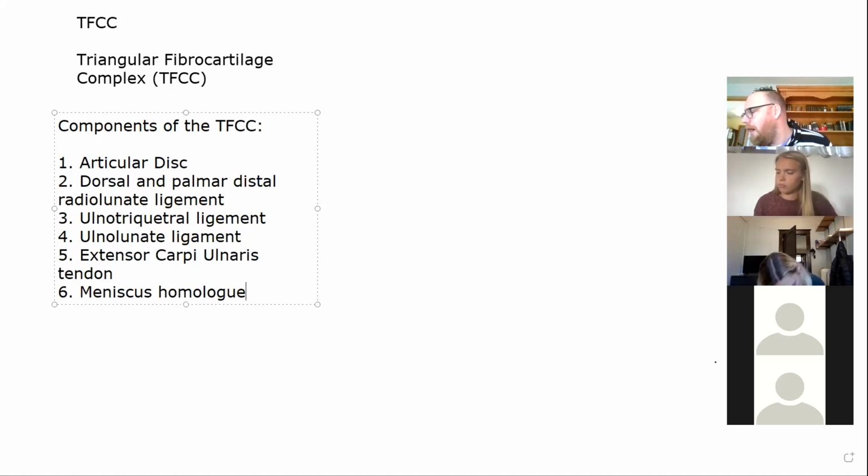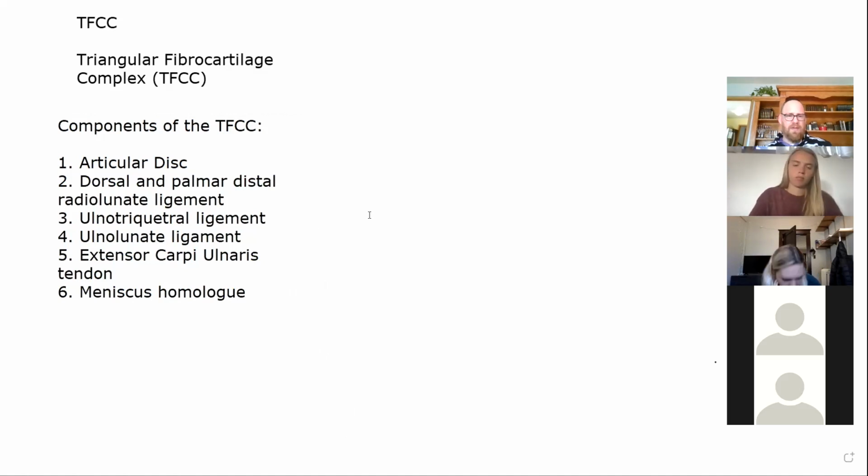All right. So then there's one last ligament that runs just below the ECU called the meniscus homolog. It's kind of an odd name, but it actually is a ligament. It's not cartilage. Okay. So there's that. But what I'm going to do now is let's talk about how these present.